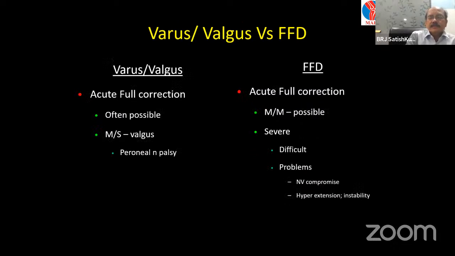In varus valgus deformity, even in significant deformities, we can do acute correction. The only thing we have to see is, if it is associated with flexion deformity in valgus, there can be peroneal nerve palsy. But in severe flexion deformity, especially in some of the rheumatoids who have not been moving for several years, they come with deformities of 30-40 degrees. Acute full correction is very difficult. In mild to moderate cases it is possible, but in severe cases you have to be very cautious. It can be associated with neurovascular compromise, or with hyperextension instability, and of course the peroneal nerve palsy along with vascular injury.